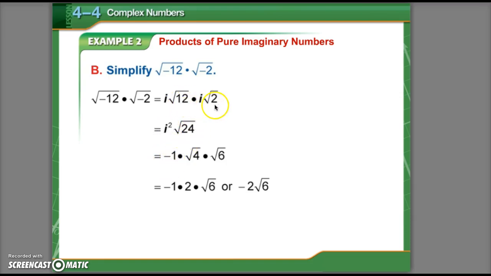And square root of 12 times square root of 2 is square root of 24. And we're going to break down 24 into its factors, trying again to find a factor that is a perfect square. 4 here is a perfect square. It's 2 times 2. So that's why we chose 4 times 6. The square root of 4 is 2. So we have negative 1 times 2 is negative 2. And then the root 6, we can't simplify that anymore, so our answer is just negative 2 times the square root of 6.